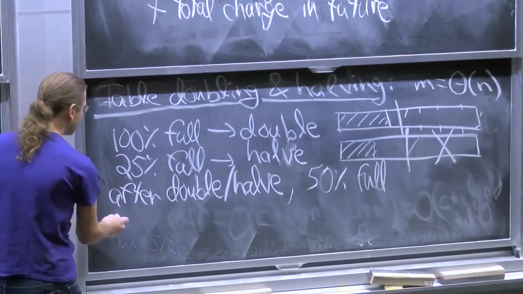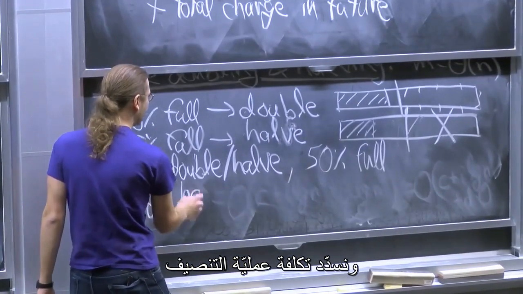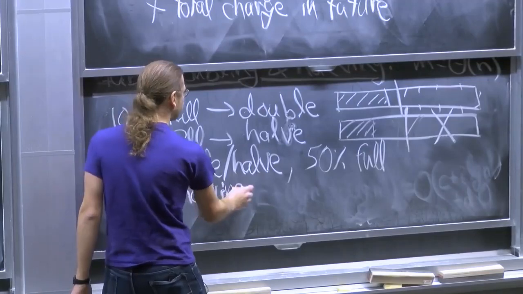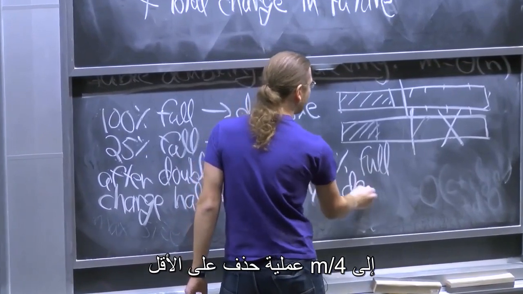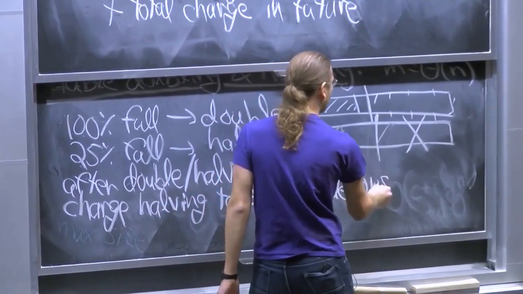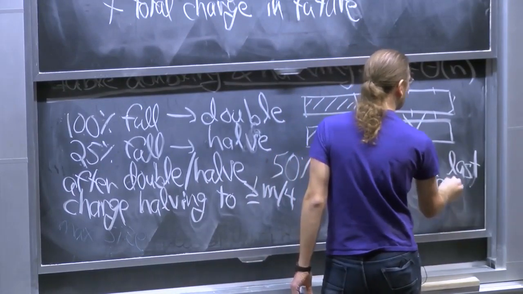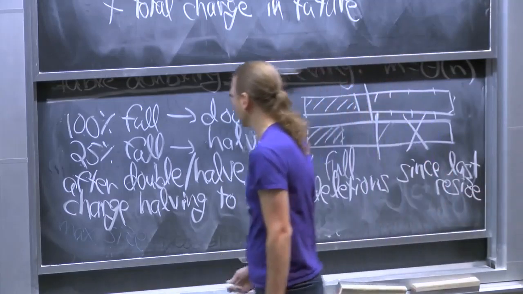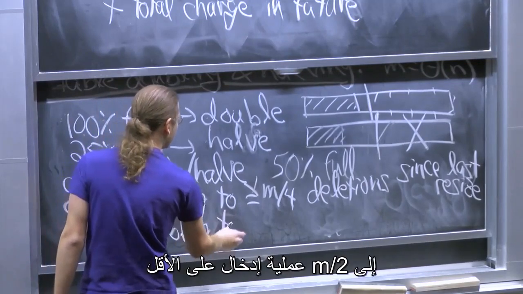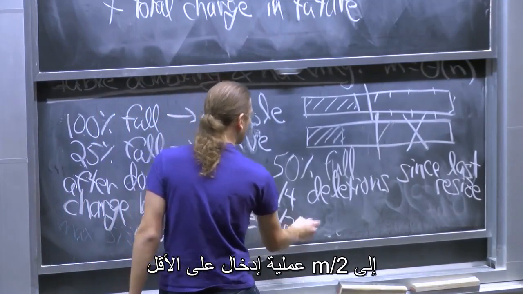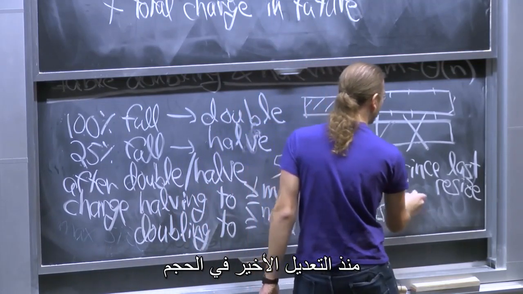So I'm going to charge a halving operation to the at least m over 4 deletions since the last resize of either type, doubling or halving. Okay, and I'm going to charge the doubling to the at least m over 2 insertions since the last resize.